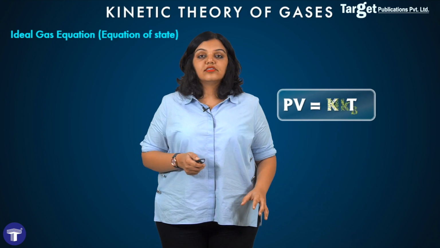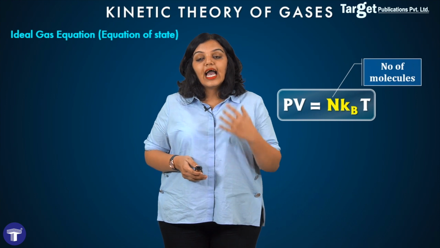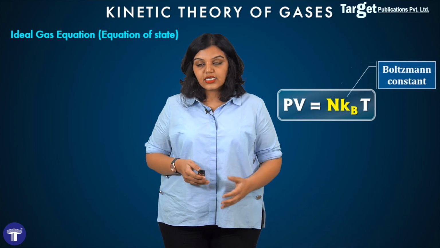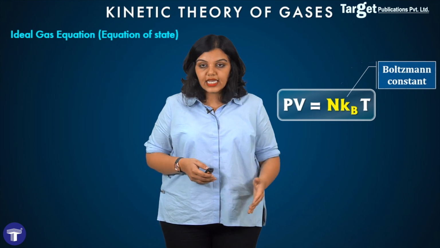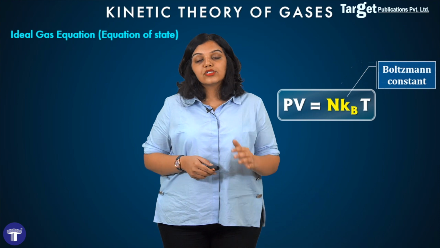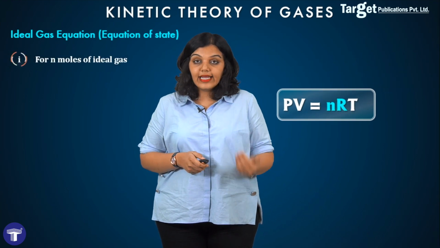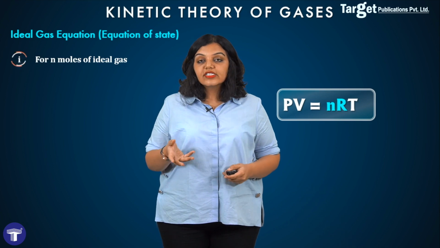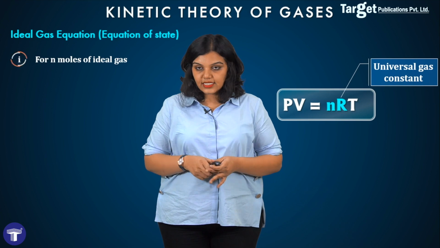Now this constant turns out to be N times Kb, where N is the number of molecules and Kb is the Boltzmann constant. And therefore this is the ideal gas equation or the equation of state. But this can also be written in another way. We can also say that PV is equal to small n R T. This is the ideal gas equation for n moles of an ideal gas. So obviously here n means the number of moles and R is the universal gas constant.